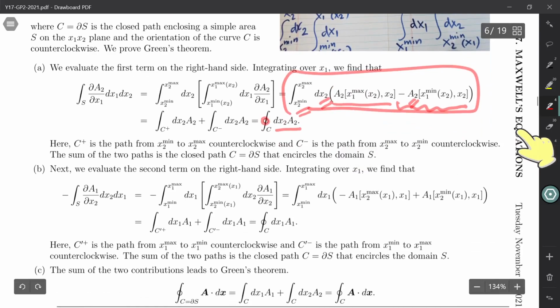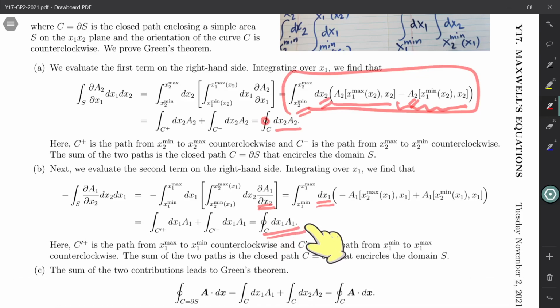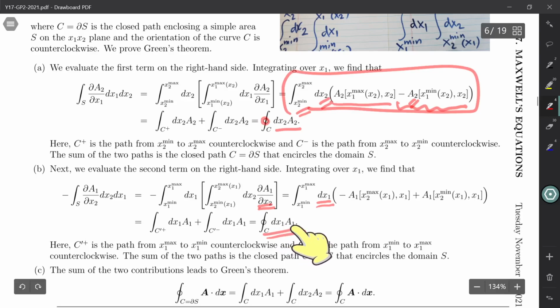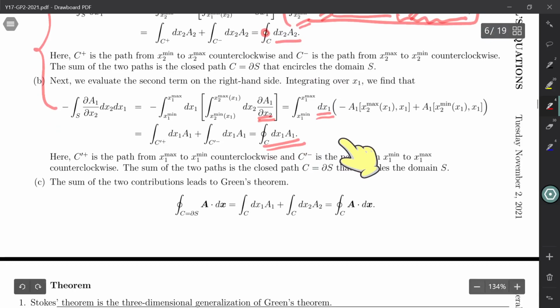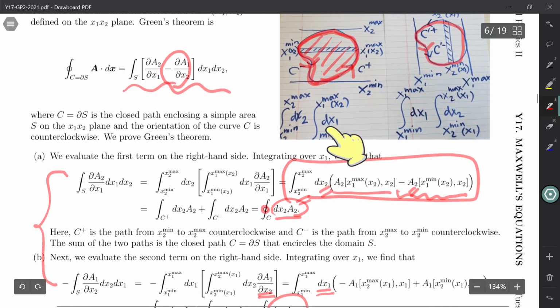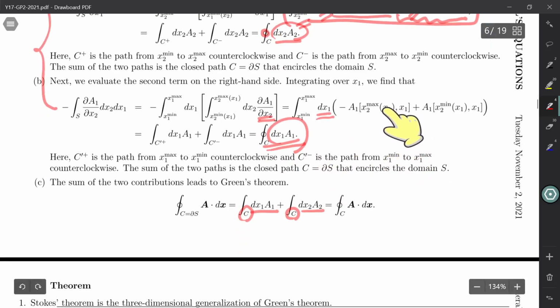But in that case, the x2 integral is removed, and we end with the x1 integral. The answer is the integral over the closed path of dx1 a1. The sum of these two terms leads to dx1 a1 plus dx2 a2 along the same path. These are the same path. So this is the closed path.